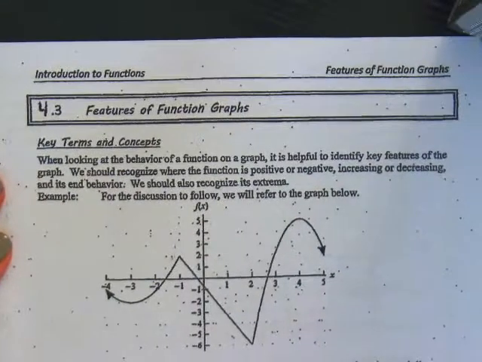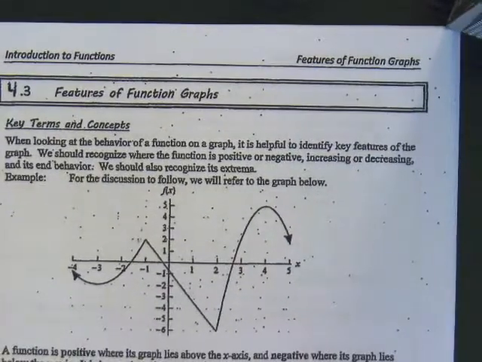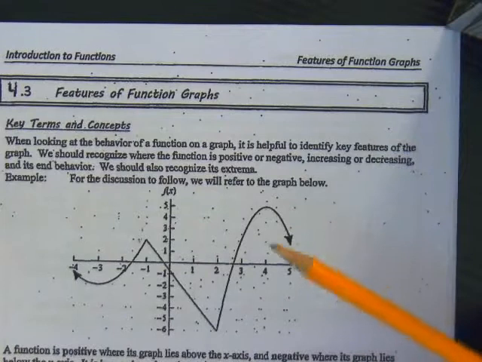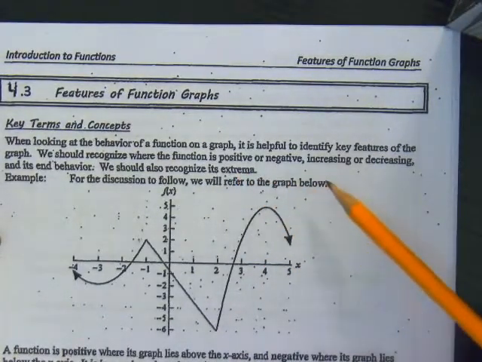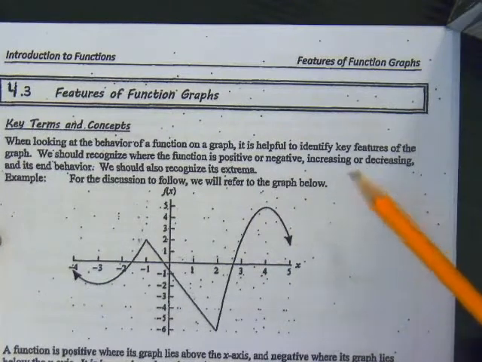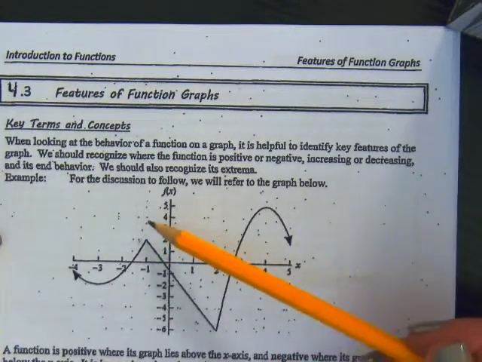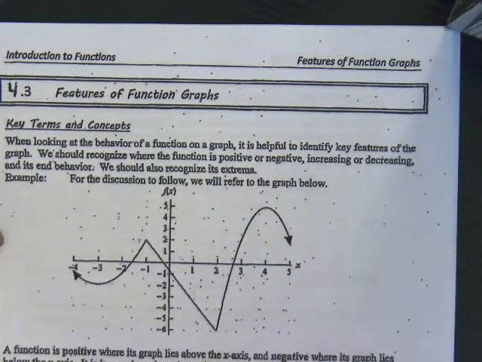Right, so when looking at the behavior of a function on a graph, it's helpful to identify key features. We're going to recognize if the function is positive or negative, if it's increasing or decreasing, and find the domain in which it's increasing or decreasing, and its end behavior, as well as some of the extrema, which are known as the relative max and relative min.